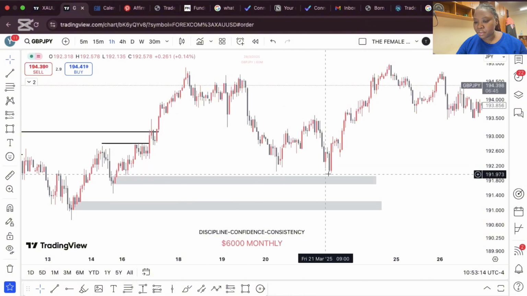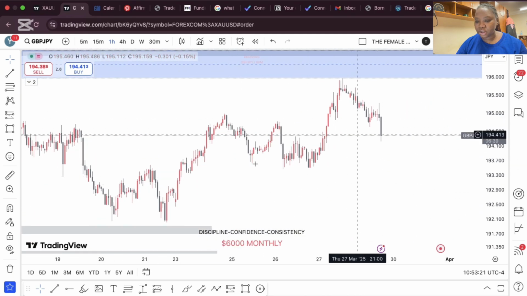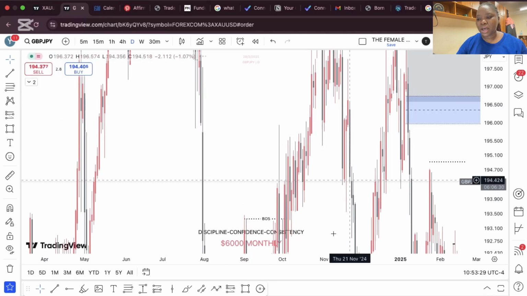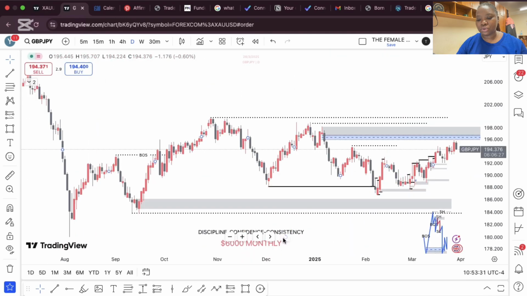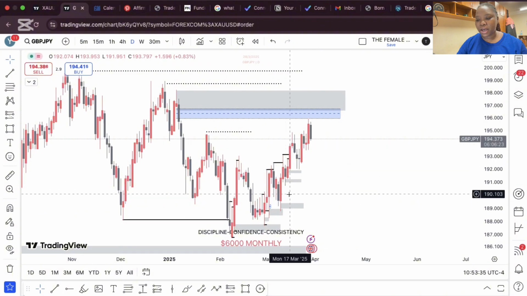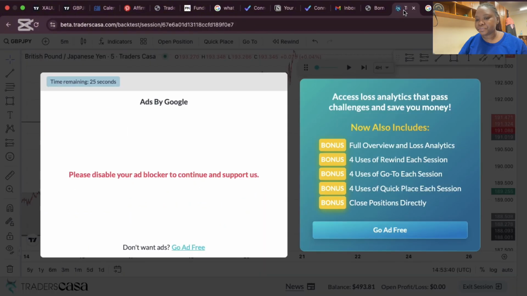But what happened? Price swept this liquidity here and it kept on moving. We had a fair value gap here. Price tapped into it and it kept on moving. So that is literally what the market has been doing so far. Price has been giving us a series of higher highs. That means we are looking more to buy than to sell when it comes to GBP JPY. So I'll take you to my other chart and we are going to backtest this to see how that went.